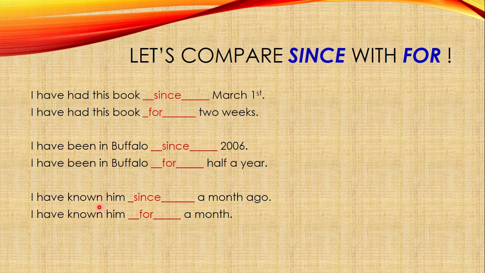I have known him since a month ago. Recuerden que la expresión ago es exclusiva del simple past, pero también se la puede utilizar con el present perfect o el present perfect continuous, siempre y cuando se utilice solo con since. Since a month ago. I have known him for a month. Yo le he conocido durante un mes. Okay?